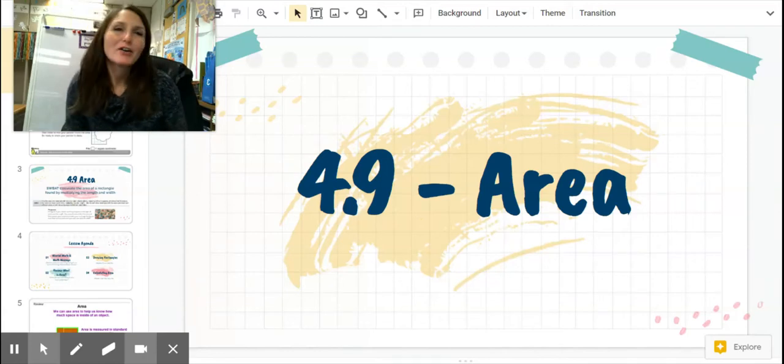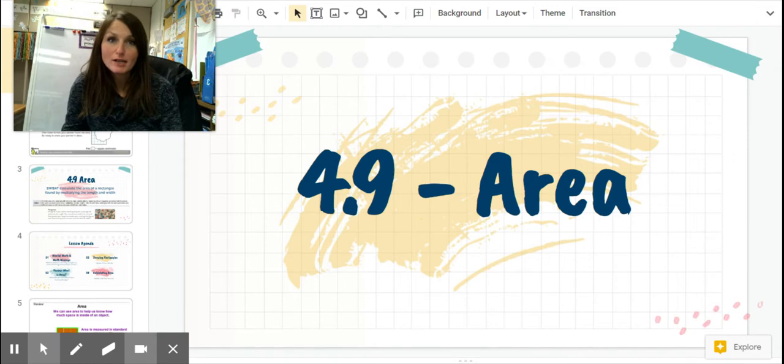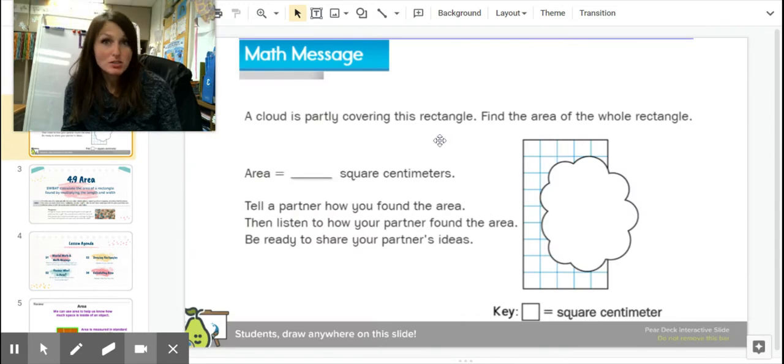Hi boys and girls. All right, so today we're going to be looking at 4.9 area. So this is what we did yesterday, but we're going to be looking at a little bit more without just counting the squares today. So that is what your math message is asking you to do.